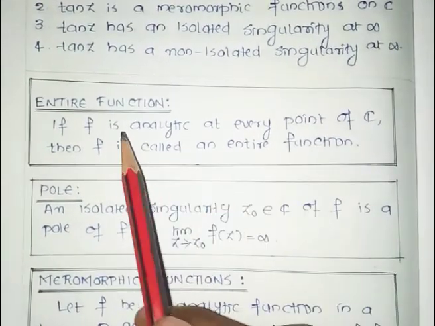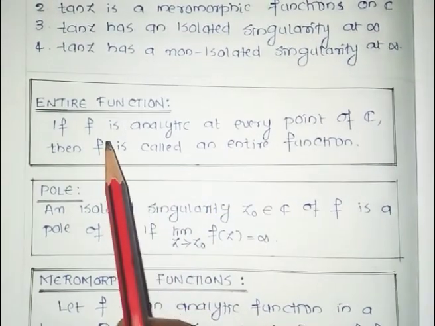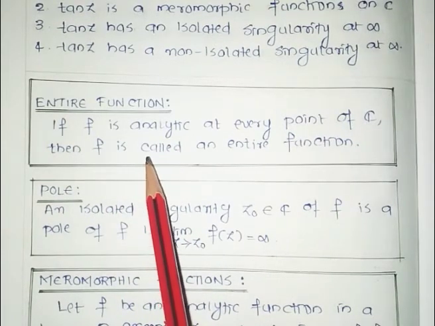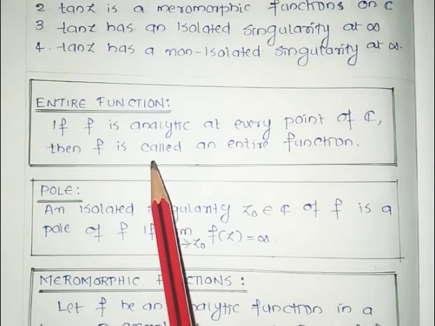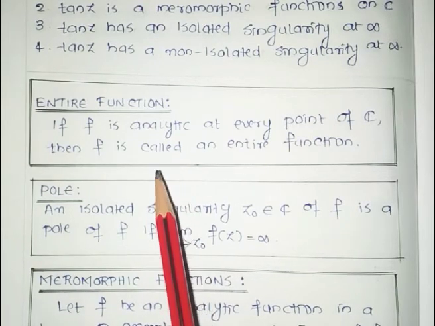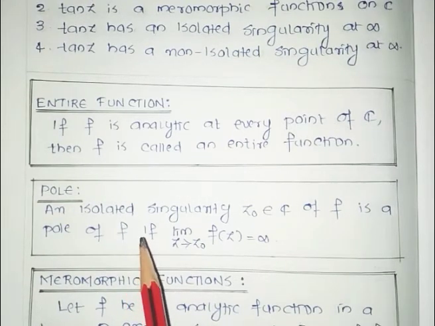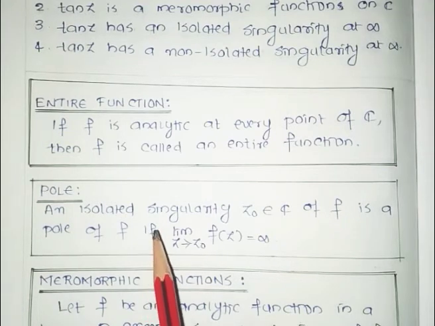First, entire function. If f is analytic at every point of C, then f is called an entire function. That is, a function f is said to be entire if it is analytic at every point of C. The next definition, pole. An isolated singularity z naught belonging to C of f is a pole of f if the limit as z tends to z naught of f of z is equal to infinity.